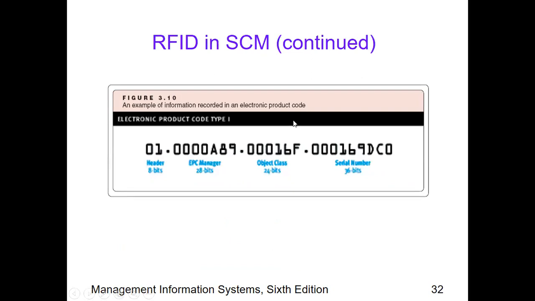Here is a sample illustration of an electronic product code, and we have the following items: header, EPC manager, object class, and the serial number. So that's something to begin with.